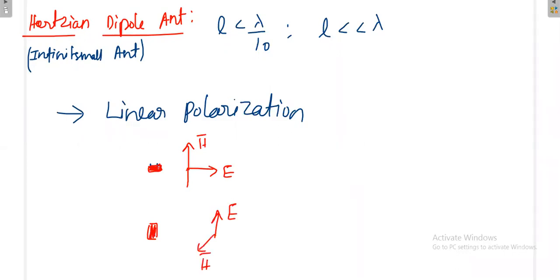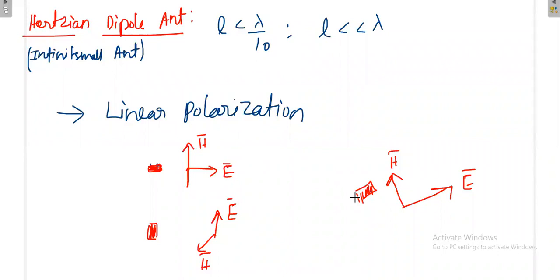Or if I place the small antenna in a slanted manner, then my electric field will be in this way, and correspondingly there will be a magnetic field in some other way. So what is finally important? The direction of the electric field is important. Here completely horizontal polarization, here completely vertical, here at some angle. That means it is still following a line, so it is linear polarization. So the Hertzian dipole antenna polarization is linear.